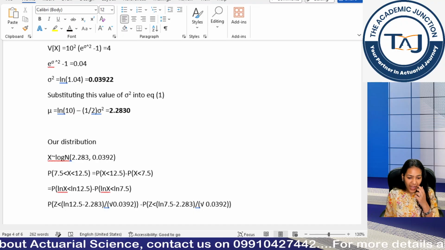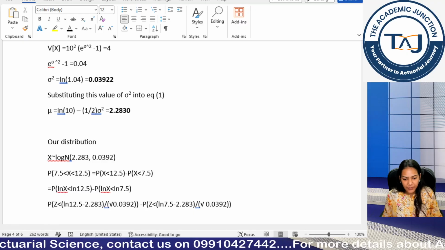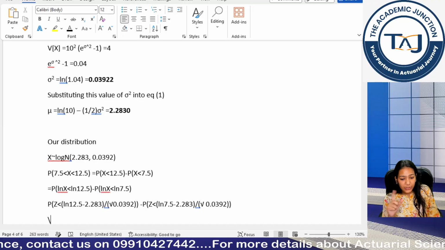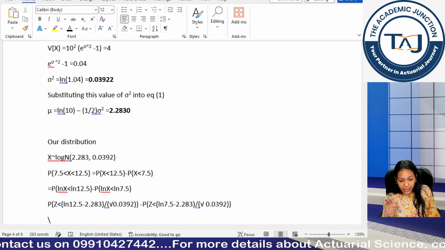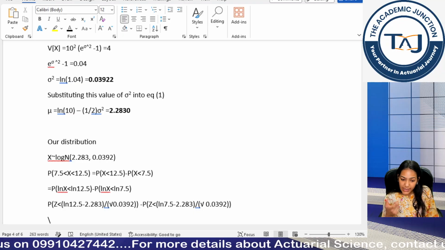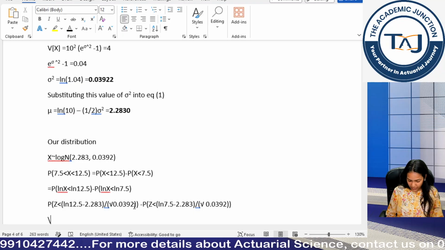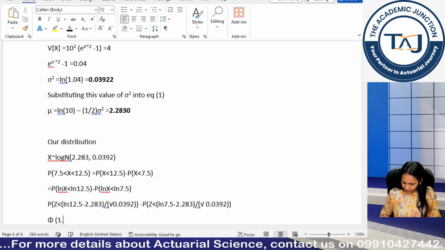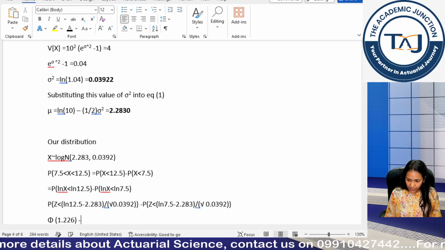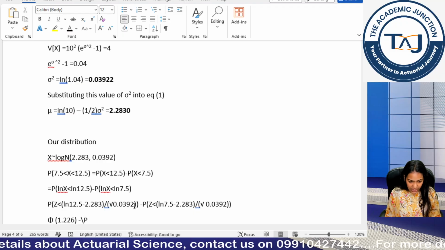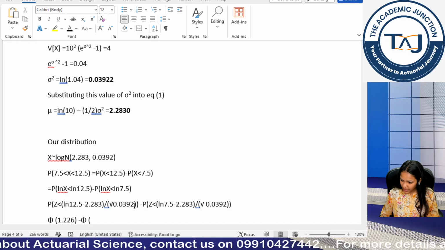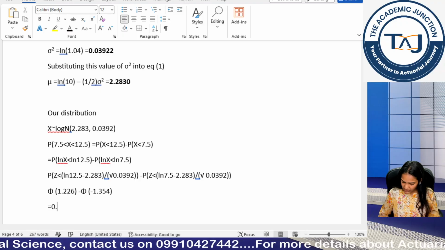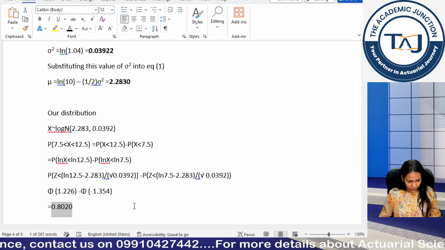Now we have to use phi, because phi is the CDF of the normal distribution, right? So backslash, we have a bigger phi. The smaller phi is for PDF, the bigger phi is for CDF, and we are calculating the CDF. So we would use capital P and the rest letters are small. Got it? Brackets 1.226, which will be the calculated value, minus again backslash capital P and the calculated value, that is 1.354. And finally when you solve this, it will come out to be 0.8020. This is your final answer.